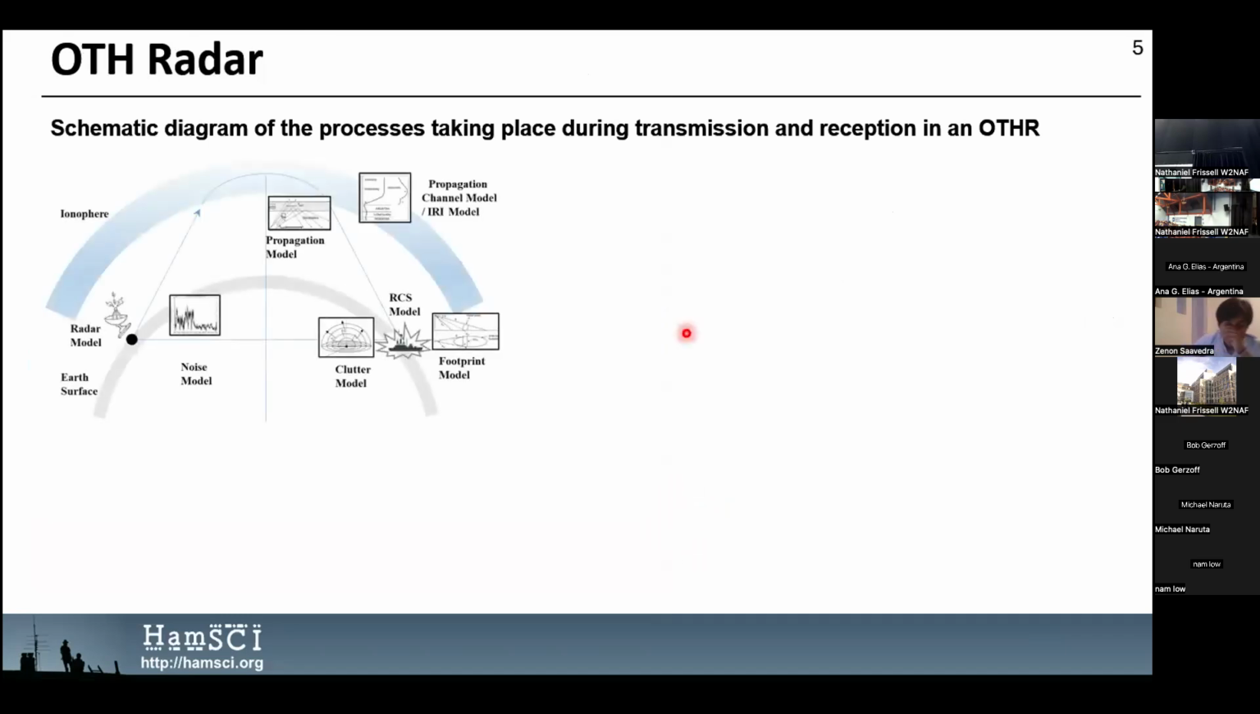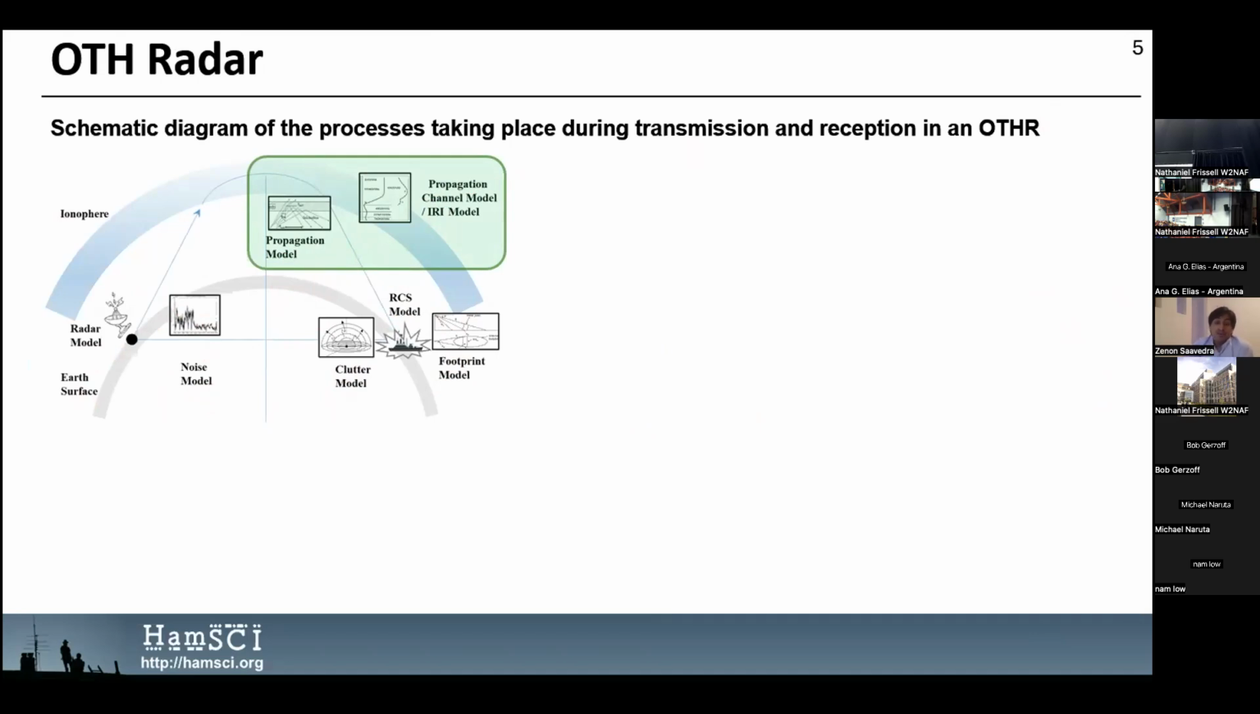Okay, here is a schematic diagram which shows the physical process in both the transmission and the reception of this kind of radar. For example, in this picture, we can see a model of the noise and a model of the radar cross-section, the footprints. In this part are two very important models: the propagation model and the propagation channel model. Okay, these two models are the focus of this presentation.